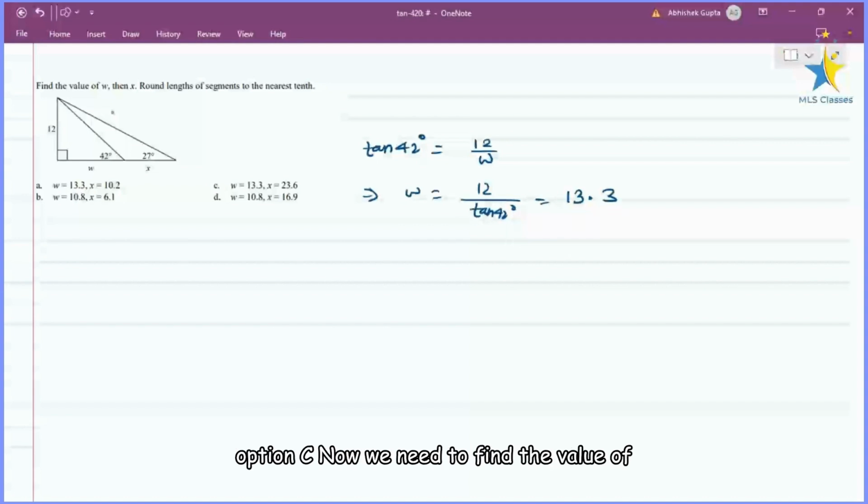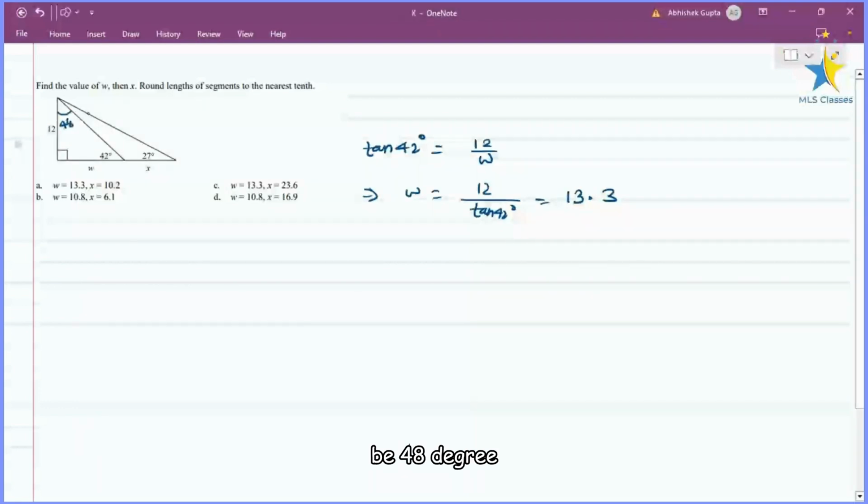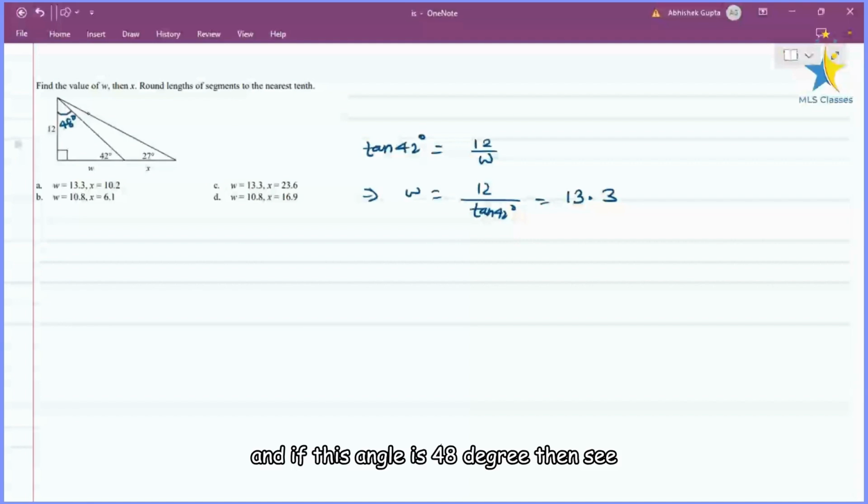Now we need to find the value of X. What we will be doing here, again, is that we can do this question without solving completely. If this angle is 42 degrees, that means this angle will be 48 degrees, and if this angle is 48 degrees, then see, this is 27, this is 90, and this is 48. 48 plus 27 is 75, plus 90 is 165. That means this angle will be 15 degrees.